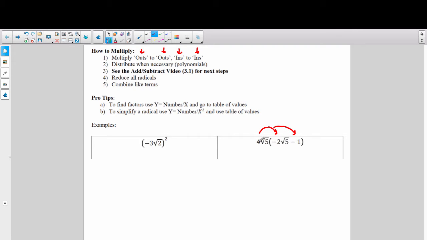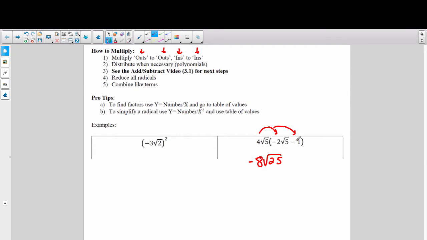You would agree that when there's something outside of a parentheses, you would distribute. If there's no plus or minus in this little space, that's telling you you have to multiply. If you want to use the box method, that's fine. I like to distribute, just old school. So here's our first multiplication. 4 radical 5 times negative 2 radical 5. Outs to outs, that's like saying 4 times negative 2. Inside to inside, so it's going to be times radical 25.